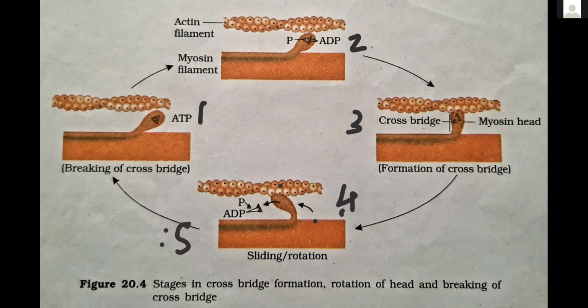Step 5, ADP and phosphate get released from the cross bridge. From the head region of the cross bridge, ADP and phosphate are released. Step number 6, another ATP binds to the cross bridge and the cross bridge is broken up, separated from the thin filament.